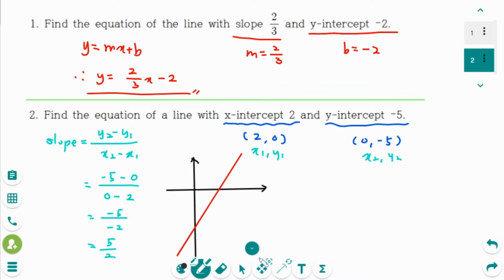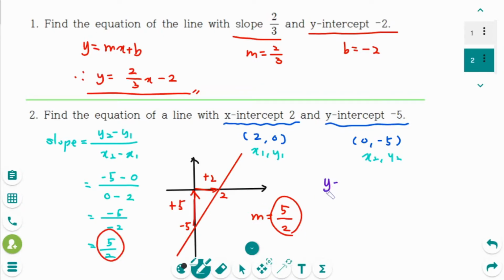But in fact, it's easy to use graph when you know both x and y-intercept. So x-intercept is 2, then y-intercept is minus 5. So slope equals rise over run or y step over x step. So 5 up, then 2 to the right. So 5 over 2 is the same.